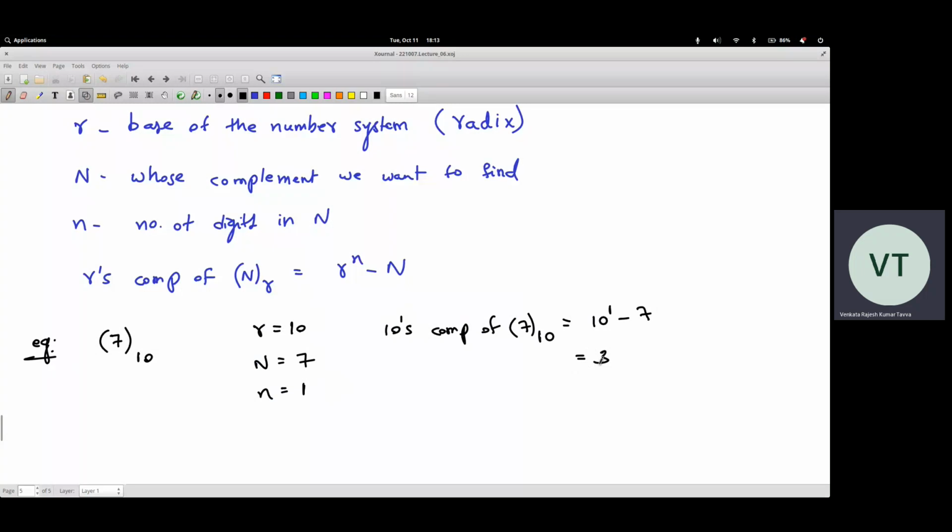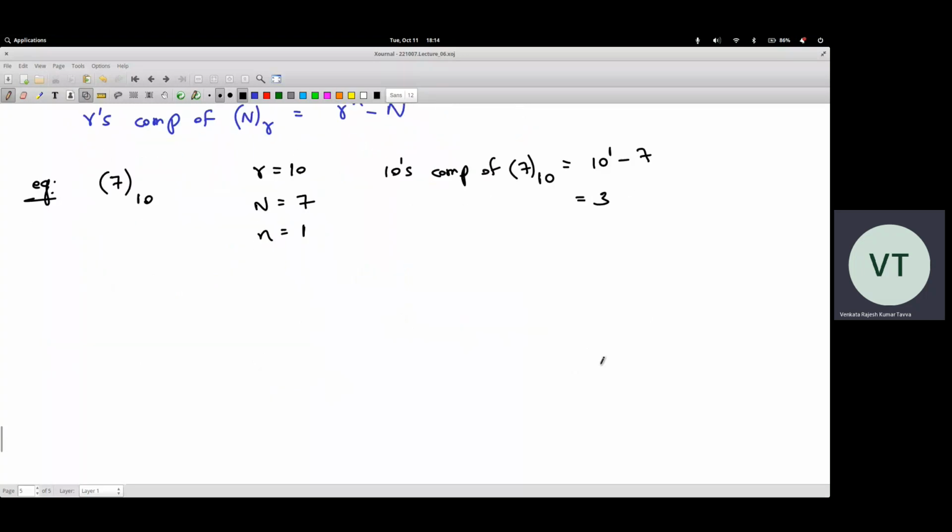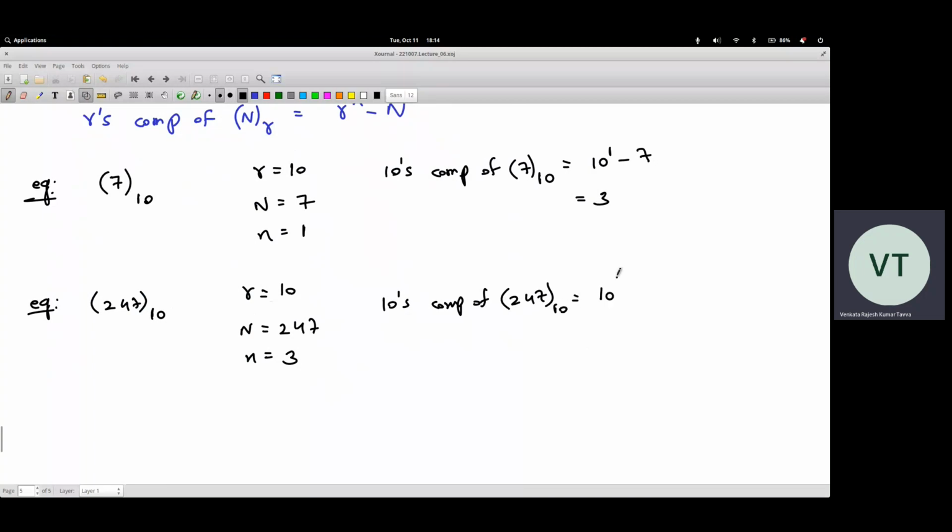Okay. Now let's take another example. I will show you why we are doing this. So let's take say 247 base 10. Now again, R is 10, capital N is 247, small n is 3 digits. All right. So now 10's complement of 247 base 10 is 10 power 3, 10 cube minus 247. So this is 1000 minus 247.